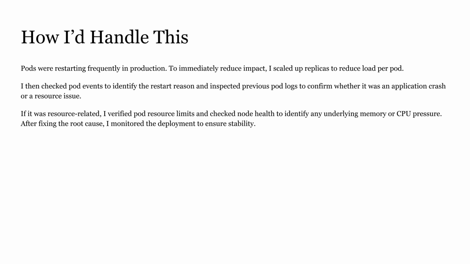Pods were restarting frequently in production. To reduce immediate impact, I scaled up replicas to lower the load on each pod. I then checked pod events to understand the restart reason, and reviewed logs from the previous container instance to determine whether the issue was an application crash or a resource constraint. If the problem was resource-related, I verified pod resource limits and checked node health for memory or CPU pressure. After fixing the root cause, I monitored the deployment to ensure the pods remained stable.